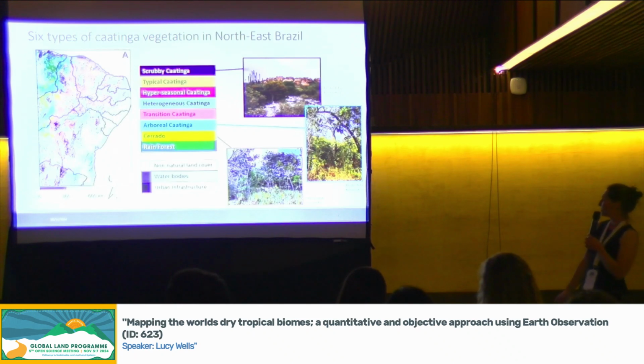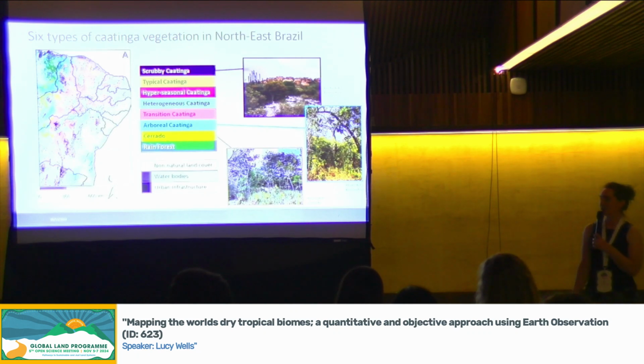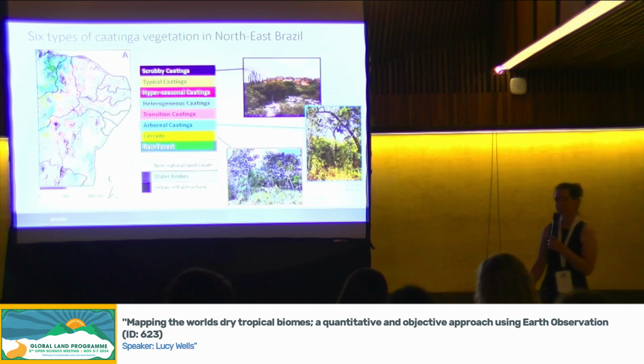So we find in the northeast of Brazil 8 vegetation types, including the rainforest and cerrado savanna, and then 6 different types of caatinga. So you can see that it's really, really mixed. It ranges from, the top photograph there, more shrubby, short stature, with the presence of more cacti. And then in the middle photograph, arboreal caatinga is a bit more of a forested structure, but still doesn't have the grassy underlayer that you can see from the cerrado, which is the bottom photograph.